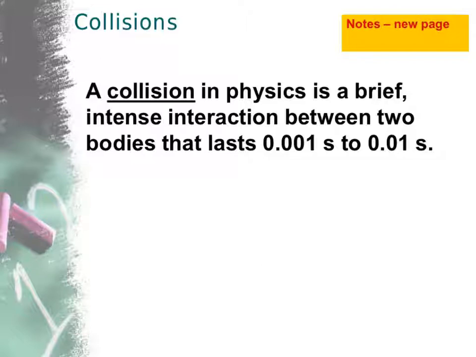In this video we're going to be talking about collisions. In normal life you might think of a collision as an auto collision where two cars collide, and in physics that's certainly one form of a collision, but we broaden our definition to include any moment where there's a brief, intense interaction between two bodies that usually lasts a very short amount of time, sometimes a thousandth of a second, up to usually a hundredth of a second.